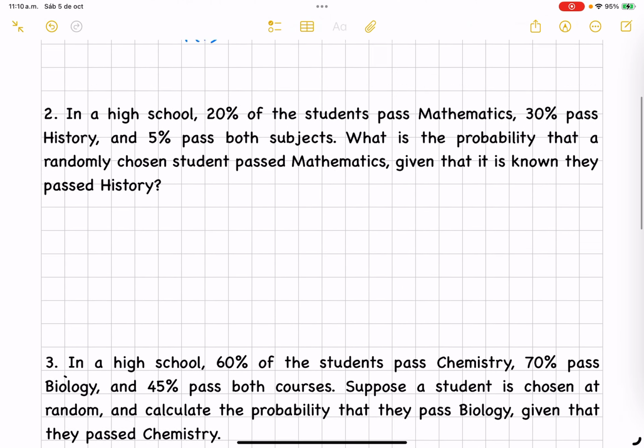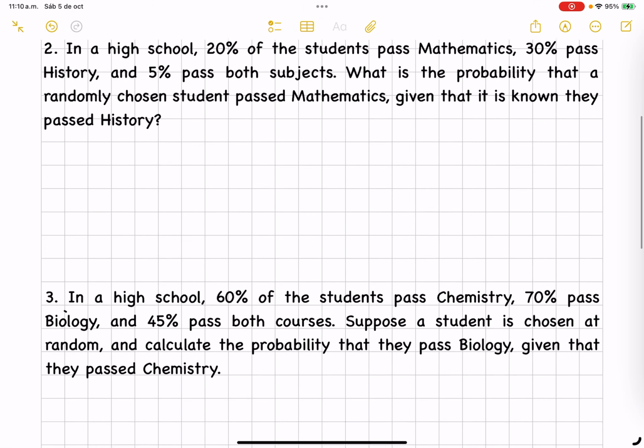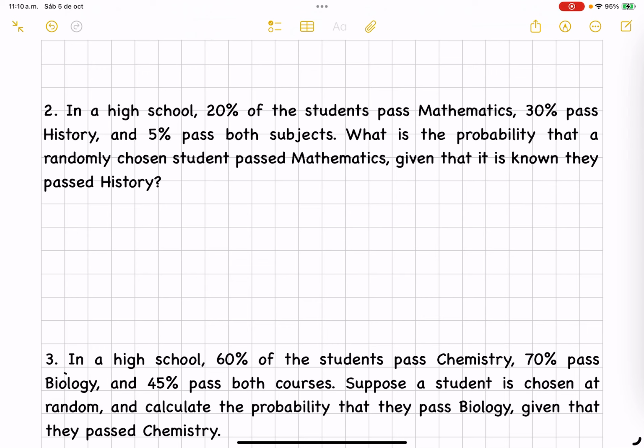Now, let's continue with number 2. In high school, 20% of the students pass mathematics, 30% pass history, and 5% pass both subjects. What is the probability that a randomly chosen student passes mathematics given that it is known they pass history? So we need to know the probability to pass mathematics given that history is already passed.